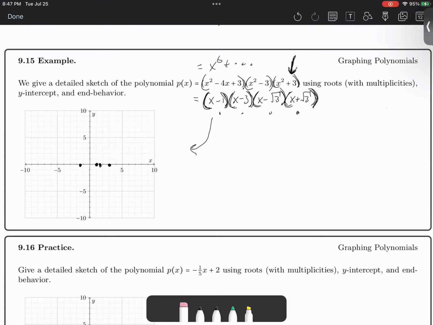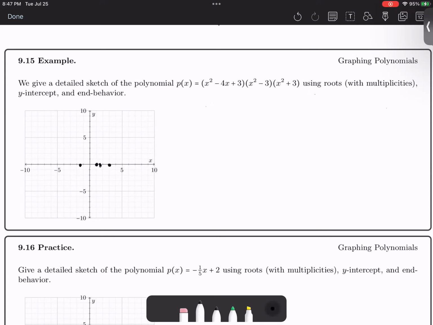So let's think about end behavior now. We've already counted the degree. This is a 6-degree polynomial, 2, 4, 6. And the leading coefficient, if you were to multiply all this out, there's a 1 in front of that one, a 1 in front of there, a 1 in front of there. It'd be x to the 6th. So an even degree polynomial with a positive leading coefficient means that your end behavior is approaching positive infinity in both directions. It's like x squared.